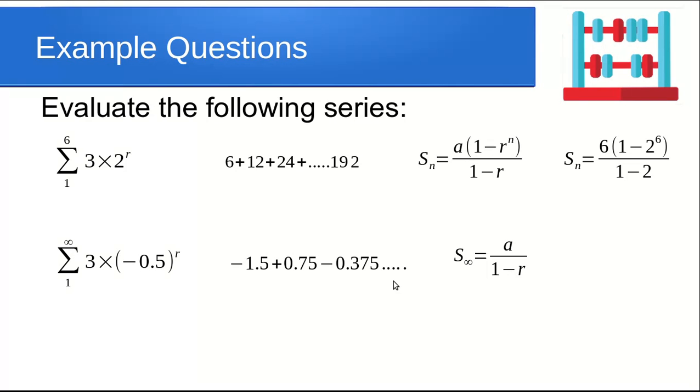Now the first term here is minus 1.5. The common ratio is minus a half. Notice the common ratio is negative. That's why the signs are alternating. So we're going to have a as minus 1.5, r as minus a half, and if you simplify that, you get the answer minus 1.